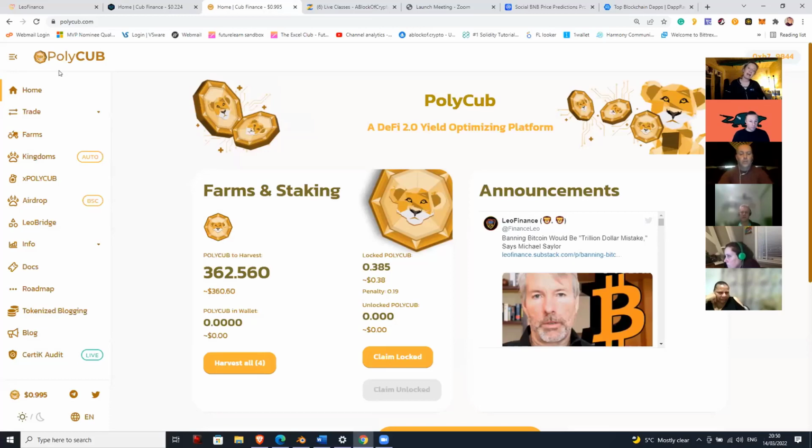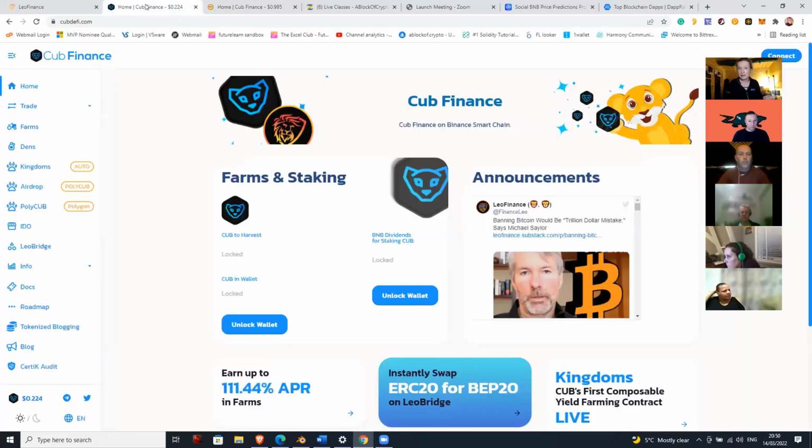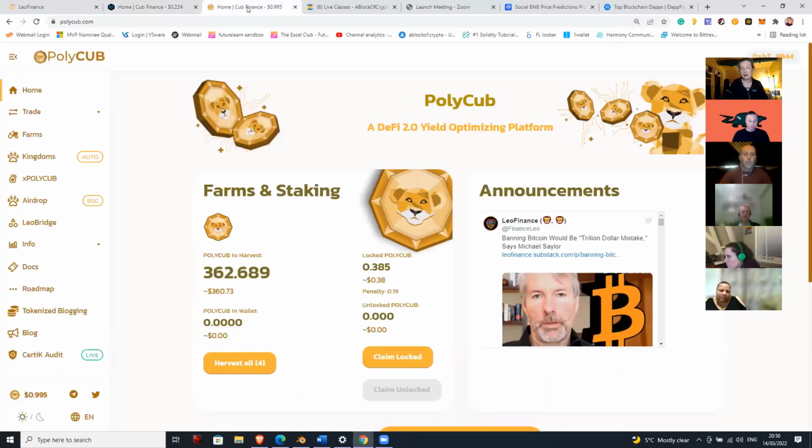Okay, now he plans on adding further value. So now you can stake your wrapped Leo or your Leo from LeoFinance. You can stake this on the Binance Smart Chain and you can earn rewards on the Binance Smart Chain. You can stake it on Polygon and you can earn rewards for staking it on Polygon. You can actually also stake Cub now over on Polycub as well as the Polycub token.